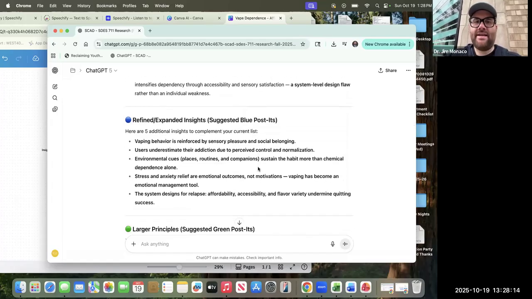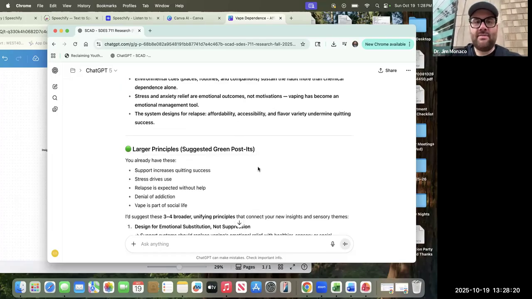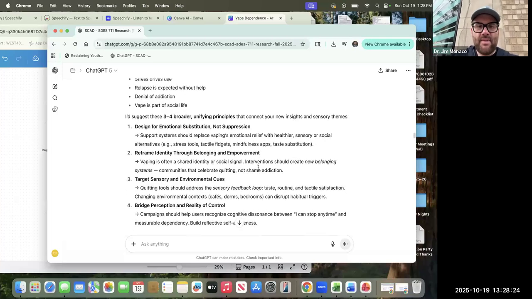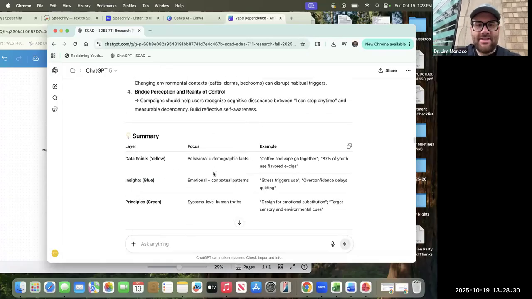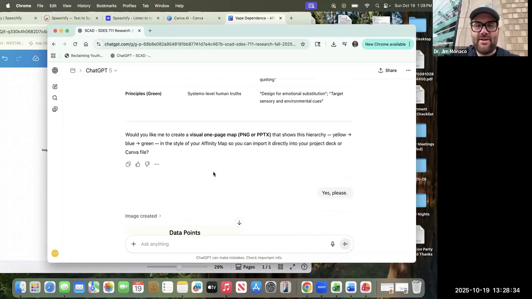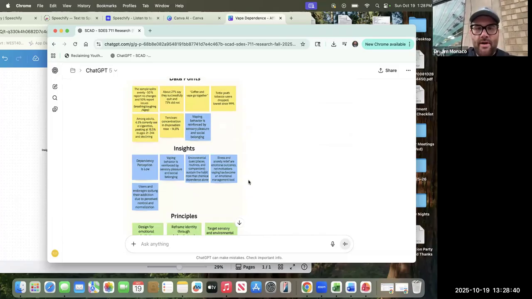It gave some refined, expanded insights, suggested blue post-its, and then also distilled that into some larger principles for the suggested green post-its. And then really kind of broke that down into 3 or 4 unifying principles. Gives a nice little summary here. It asked me if I wanted it to do a visual one page. I said yes, and then I looked at it and really didn't like what it came up with.